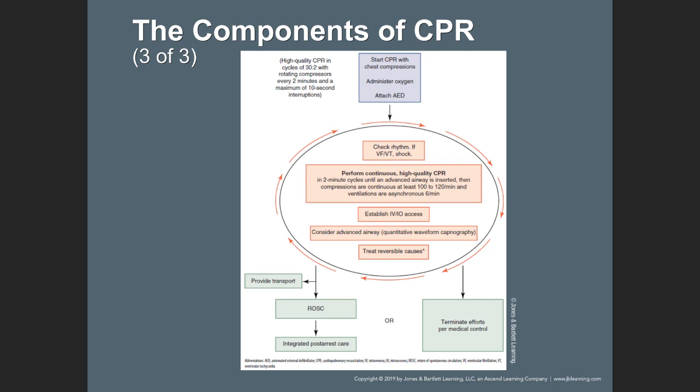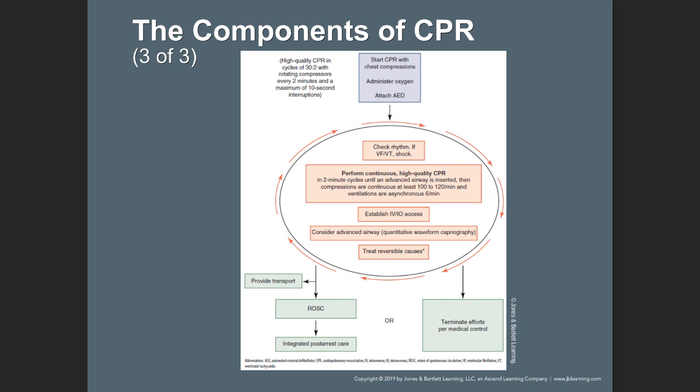Provide transport, return of spontaneous circulation, integrated post-arrest care, or terminate efforts per medical control. You want to perform high-quality CPR in cycles of 30 to 2 with rotating compressors every 2 minutes and a maximum of 10-second interruptions. Shouldn't exceed 10 seconds.